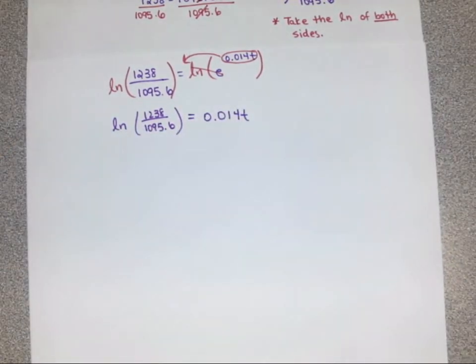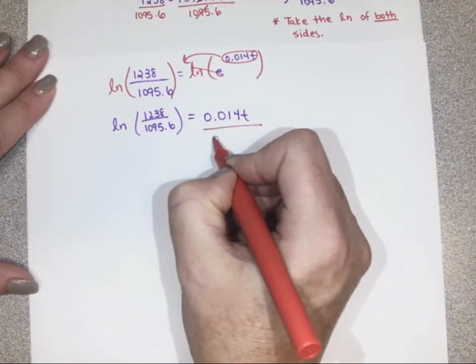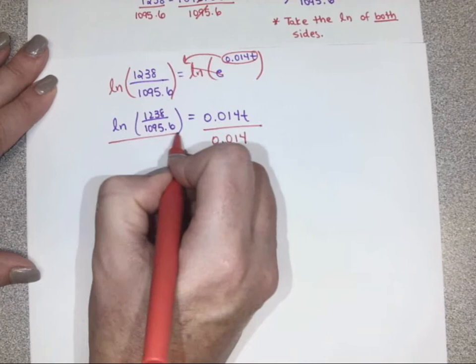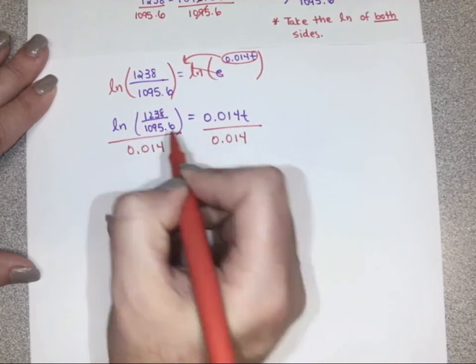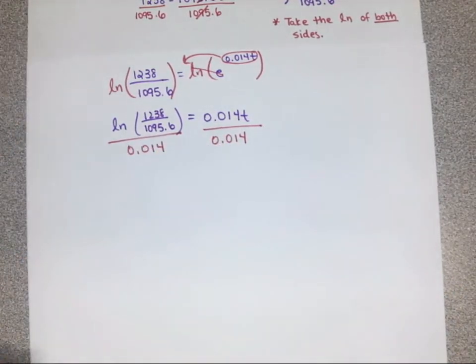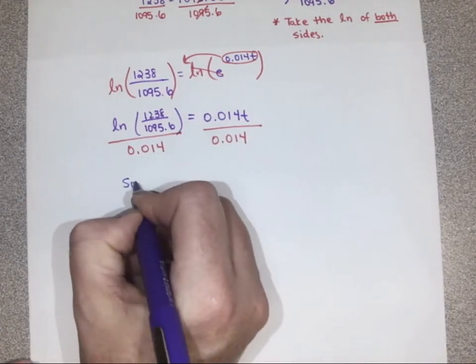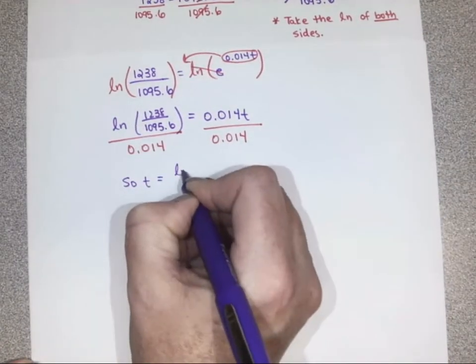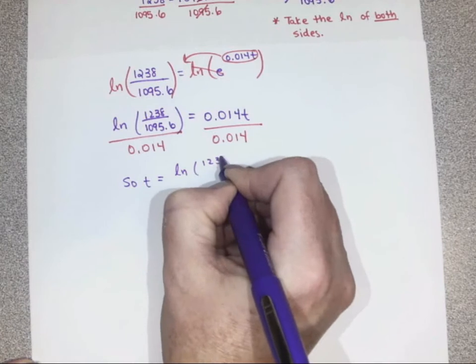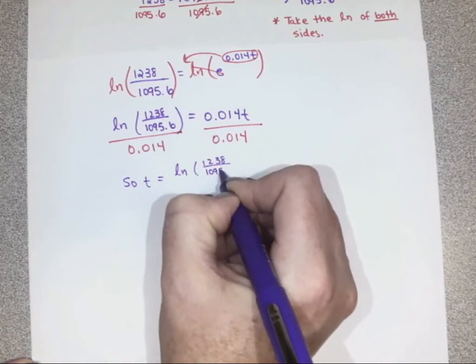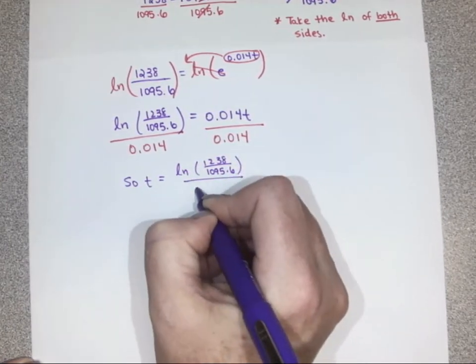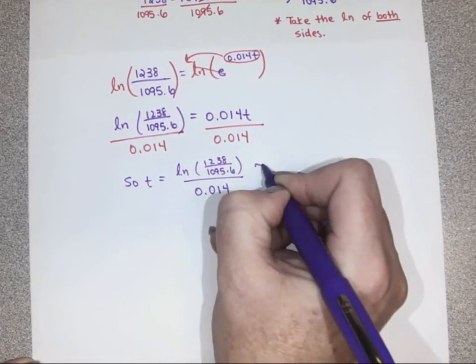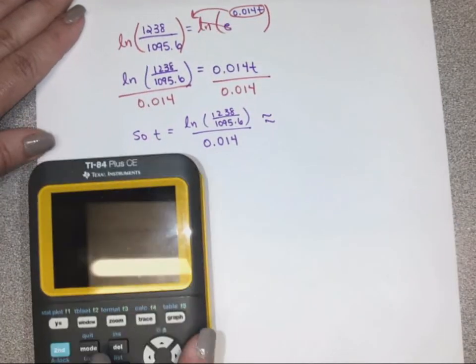But we're actually one step from being finished. Why do I say that? What's the last thing if I really want to know what t is? What number needs to move? This decimal, right? So when I want it to move, I just divide by it. So I end up getting that t equals this weird ln fraction divided by 0.014. Okay, so I'm going to let my calculator handle that for sure, right?